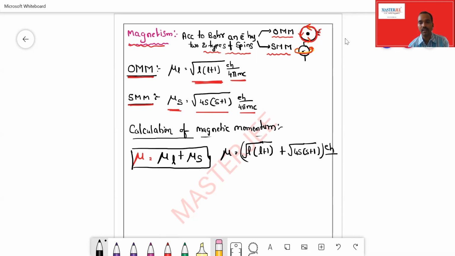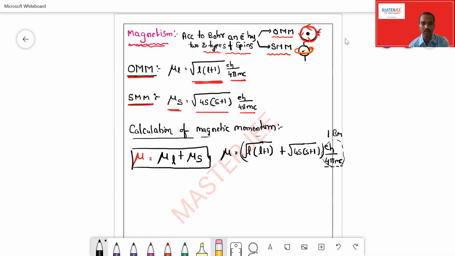So if you take eh by 4 pi mc common, we can express it like this. Here we have the charge of electron, Planck's constant, the 4 pi value, the mass of electron, as well as the velocity of electron. If you substitute, you will get this value as 9.273. How much you will get? This is nothing but 1 Bohr magneton.